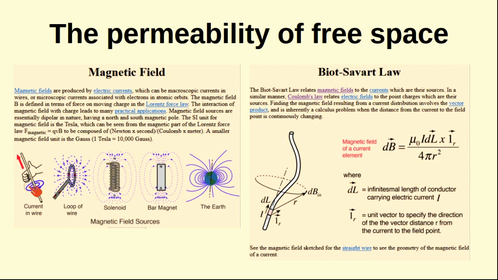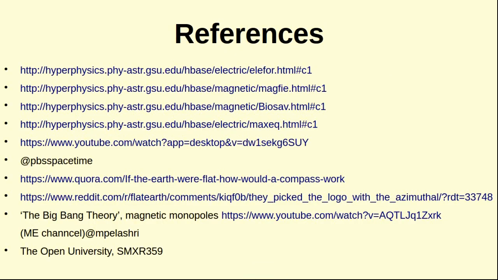The permeability, again, that's the permeability of free space. We've got the magnetic field, that's how it looks. The wires go through in a solenoid, a bar magnet, and this is the globe model of the Earth, and that's the Biot-Savart law, which is where we get the dB by dL. That's to find that one.